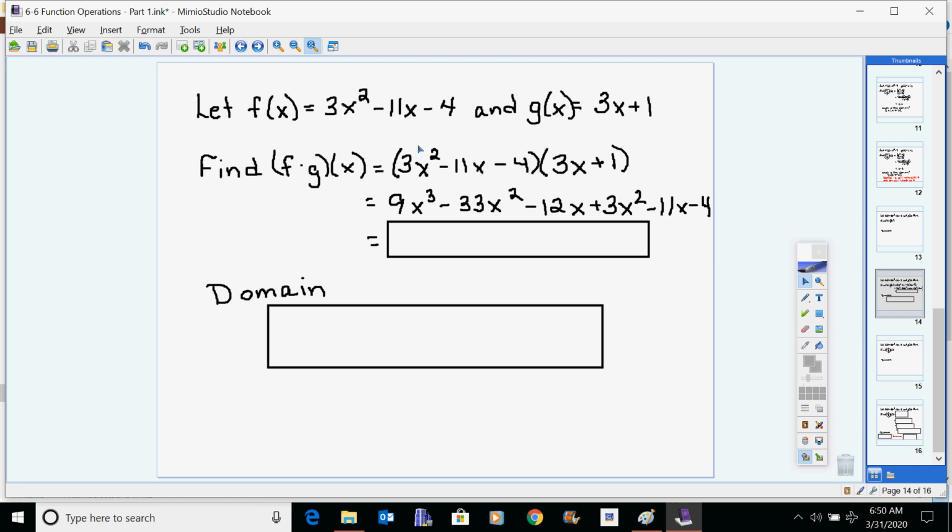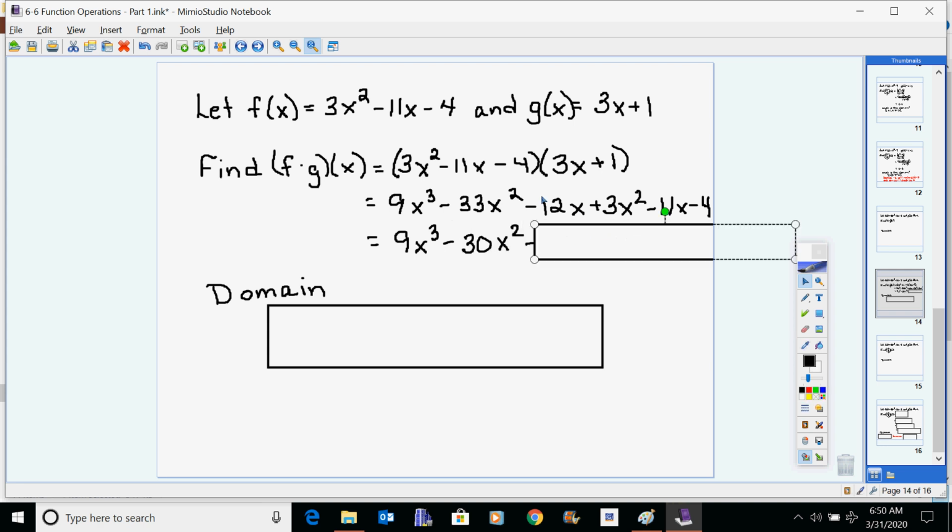Whether you're multiplying this way or this way, you have to make sure everything in this polynomial gets multiplied times everything in this polynomial. Then there are some things that can get put together because we have negative 33x squared and 3x squared, which are like terms. And you have negative 12 and negative 11, which are like terms. And then you've got that leftover 4 here. So this is our simplified form.